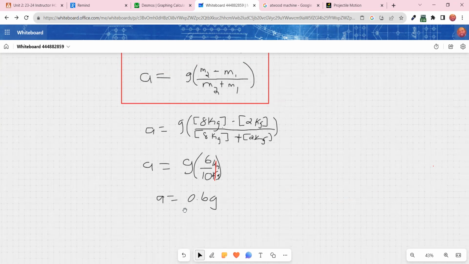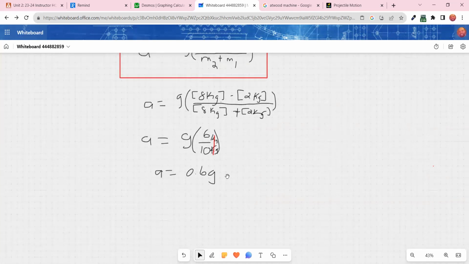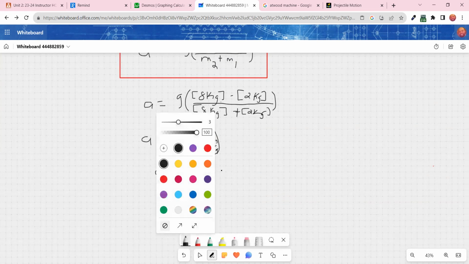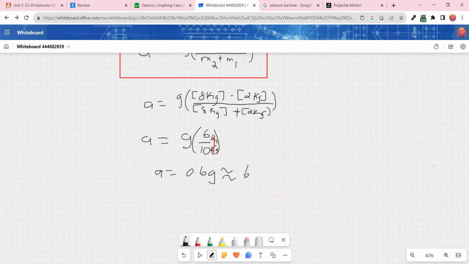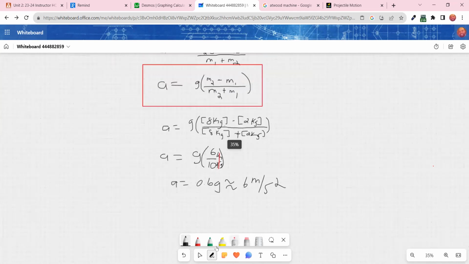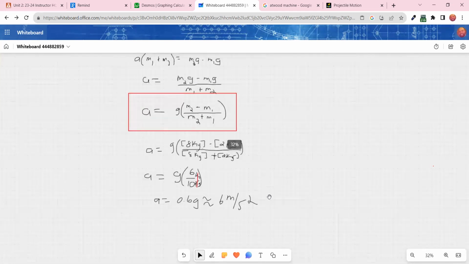If G is equal to 10, about 6 meters per second per second. Got it?